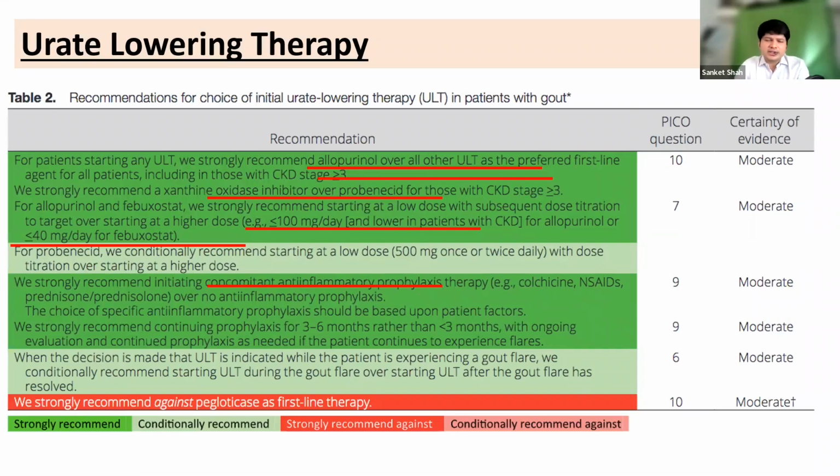When you start a patient, let's take a clinical scenario. You have a patient who has come to you with gout. Now the question comes, how are you going to manage this patient? Okay, if it's your exam question, things are a little different. If it's your clinical practice, things are a little different.